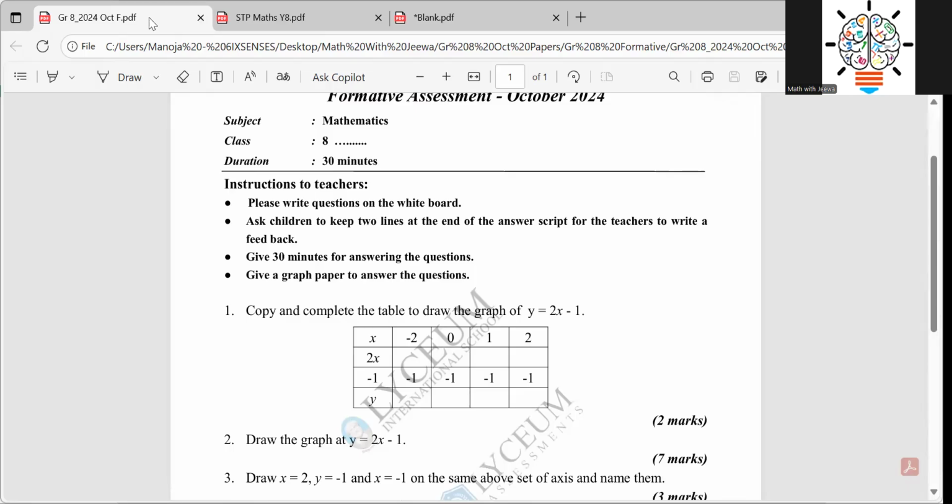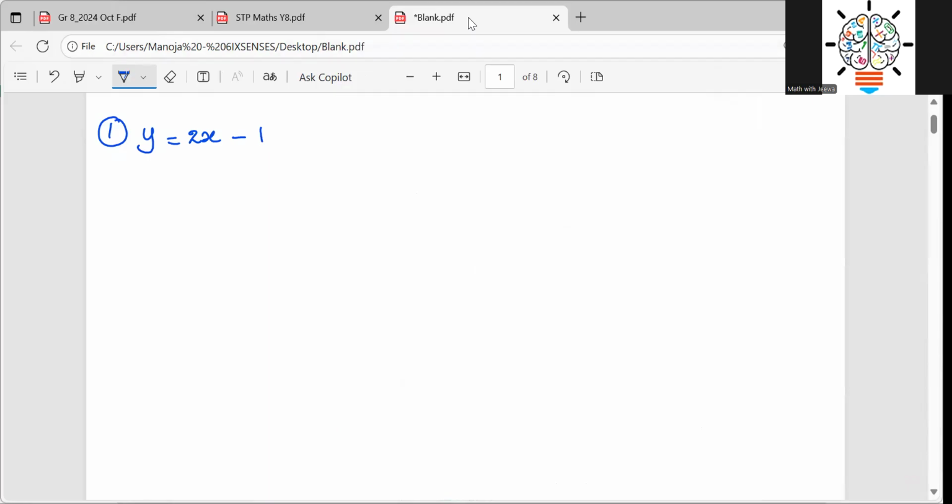To draw a line, it is required to have 2 dots. That is the minimum requirement. If you have 2 dots, you can connect them and draw the line. But when we have more points, it improves the accuracy of our line, right? So here the x values they have taken are -2, then 0, 1 and 2.